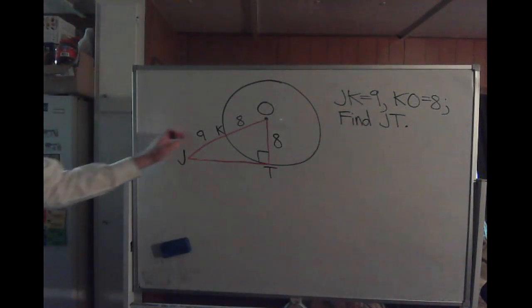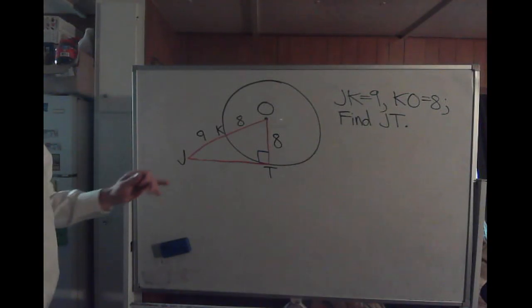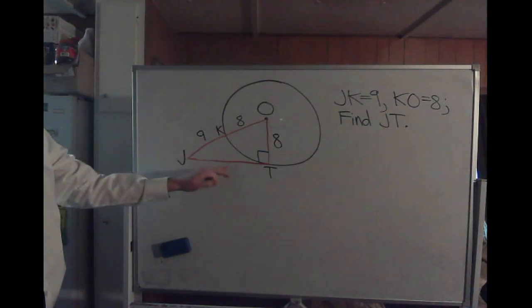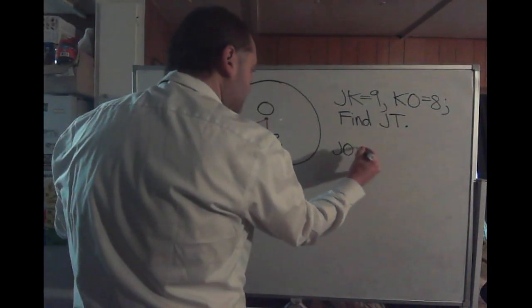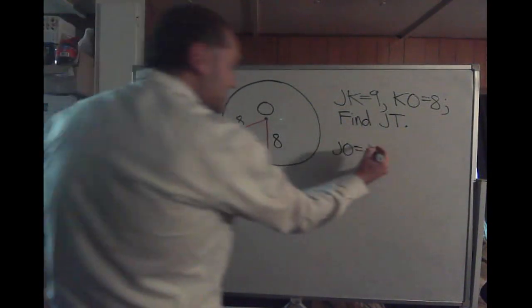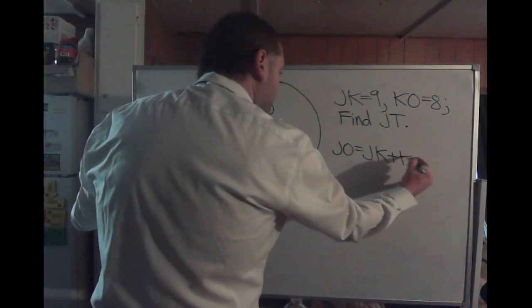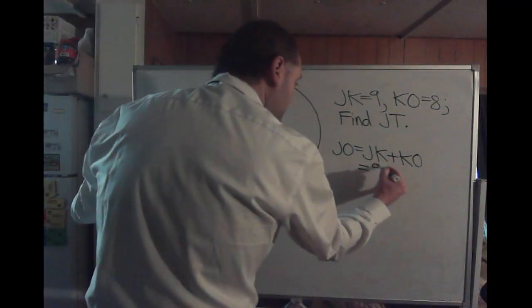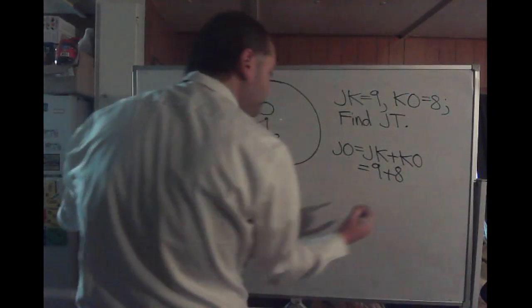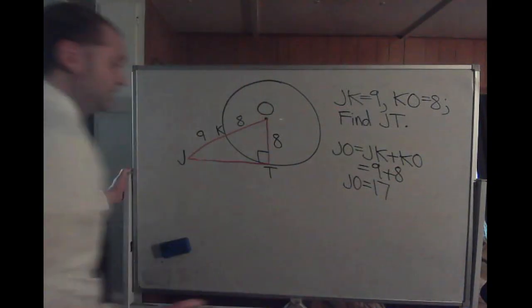So now you know two of the sides of your right triangle. If it helps you to solve for JT, find the length of JO. Use your segment addition postulate. JO, of course, is equal to the length of JK plus the length of KO, which would be equal to 9 plus 8, which ultimately means JO itself would equal 17.